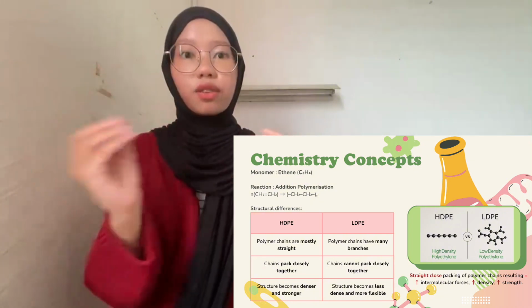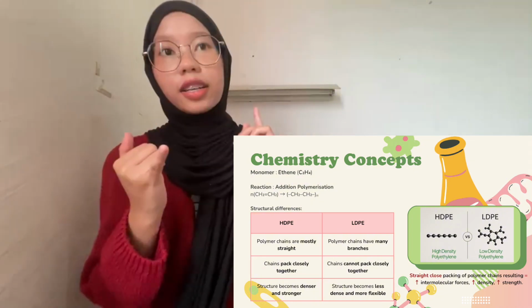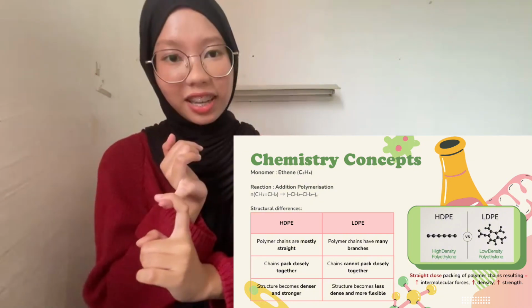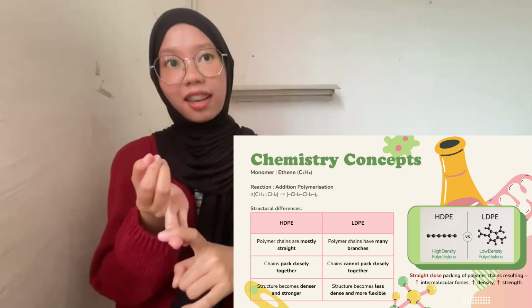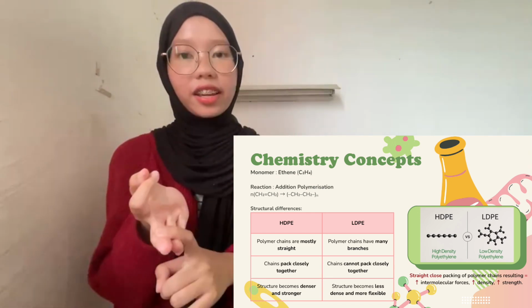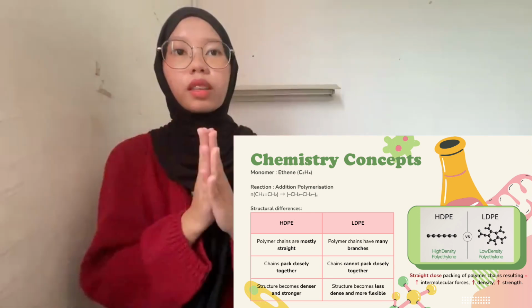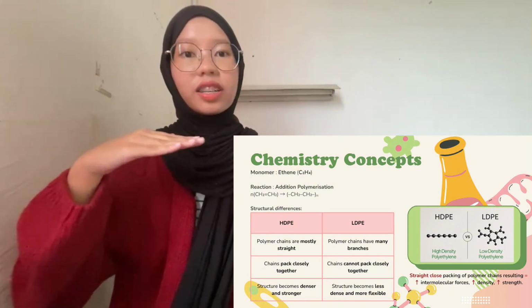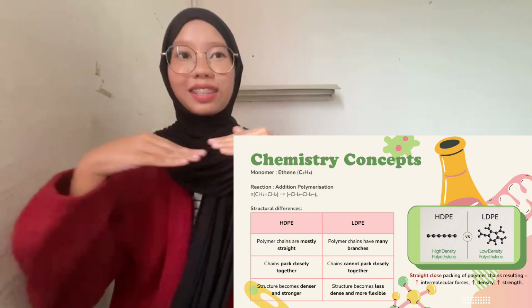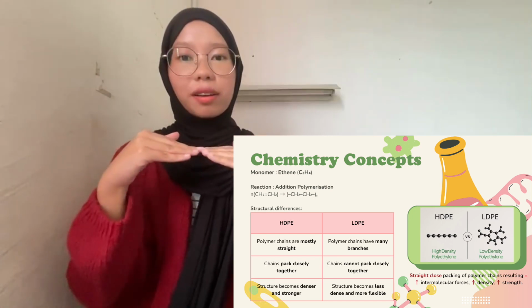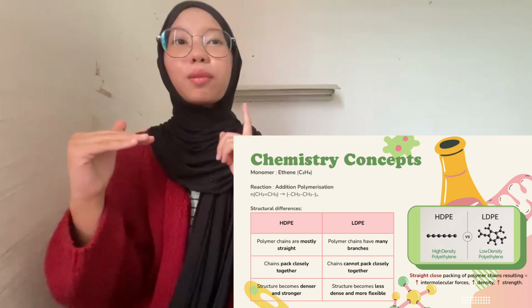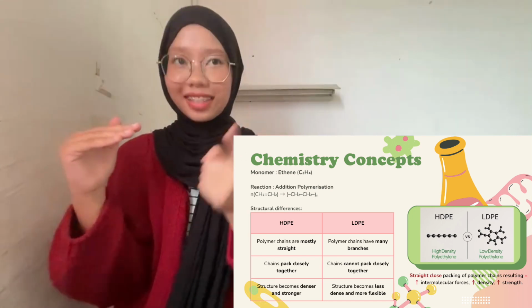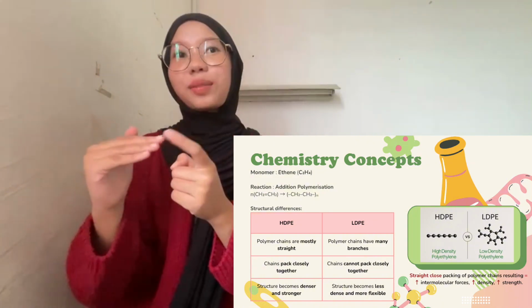So because HDPE is straight, it has higher intermolecular forces, higher density, and higher strength. So remember that HDPE is straight, so it is packed closely together, and it has higher intermolecular forces, higher density, and higher strength.